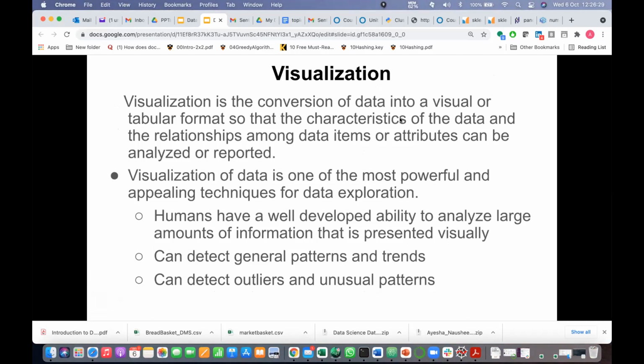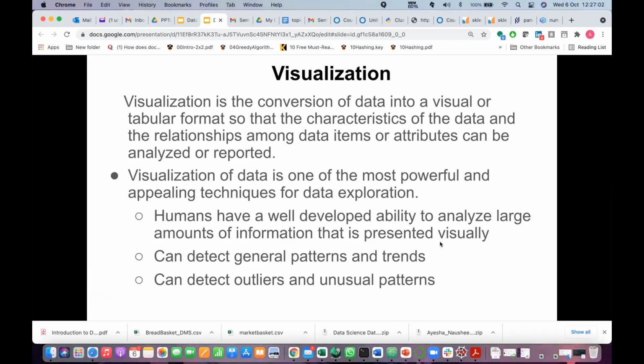Visualization is the conversion of data into a visual or tabular format so that the characteristics of the data and the relationships among data items or attributes can be analyzed or reported. You may see the max and min, but if you see a plot, you actually get some idea visually of how far apart they are. Visualization of data is one of the most powerful and appealing techniques for data exploration. Humans have a well-developed ability to analyze large amounts of information that is presented visually. So that's why visual presentation is important.